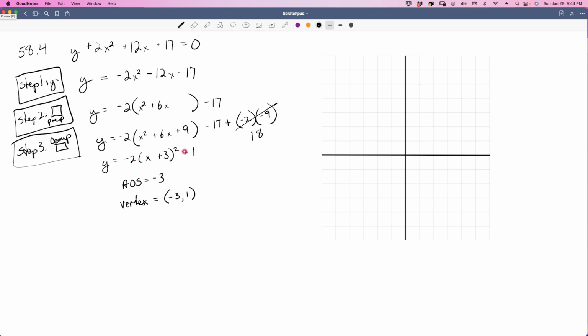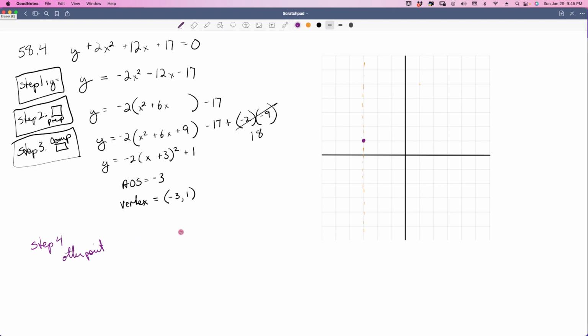So now that we have it completely factored and completed the square, we know that our axis of symmetry is going to be -3. So 1, 2, 3. We know it's going to open downward because we have a negative coefficient here. And our vertex is going to be -3 and 1. So +1 right there. So now we just need to find that other point. So step 4 is other point.